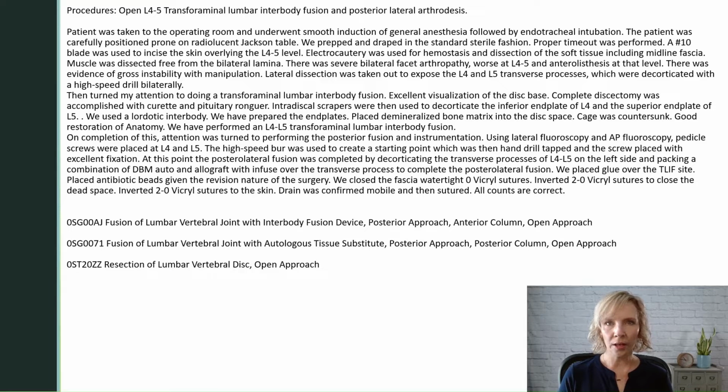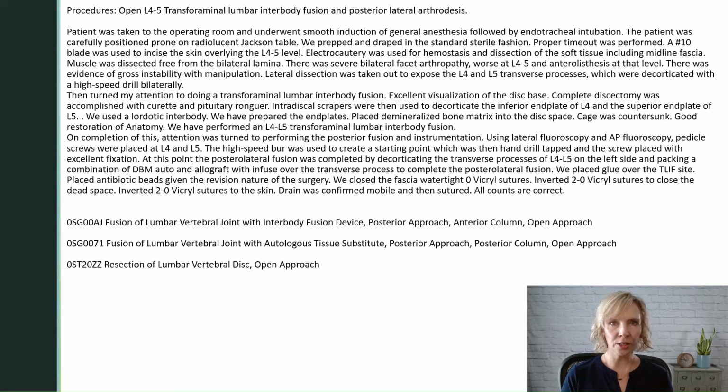First, I'm going to do a quick review of the complete op report, and then I'll break it down to the specific documentation that helps us build our PCS codes. The patient was brought to the operating room and administered anesthesia. They were positioned prone, prepped and draped, and an incision was made over the L4-5 level. Dissection was continued down to the L4 and L5 transverse processes, which were exposed and decorticated.